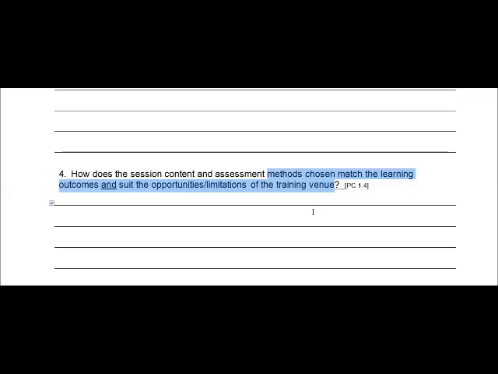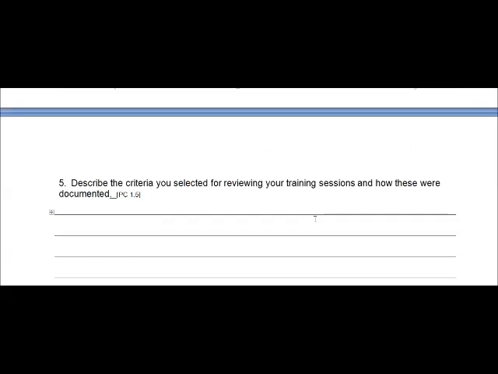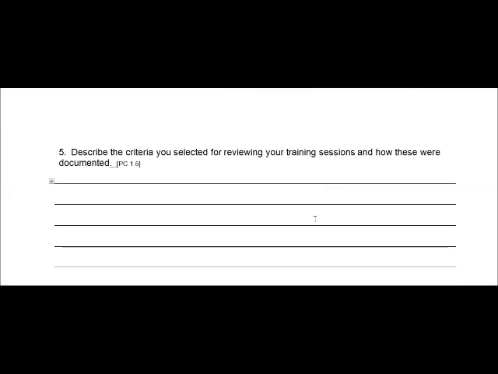Number 5 is describe the criteria you selected for reviewing the training sessions. So what are the key things that you're going to ask at the end of each training session to help you review whether or not that training session was effective or not? Okay, so what are the key things that you're going to be looking for to be able to review each training session?